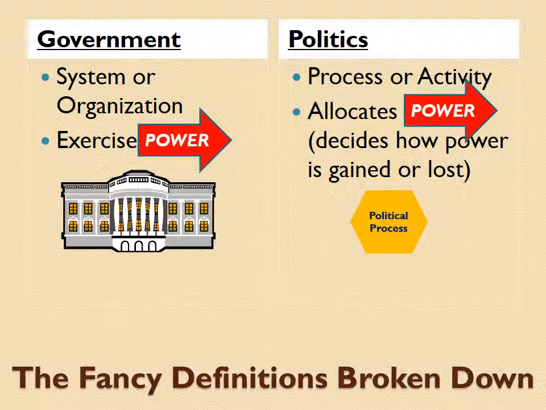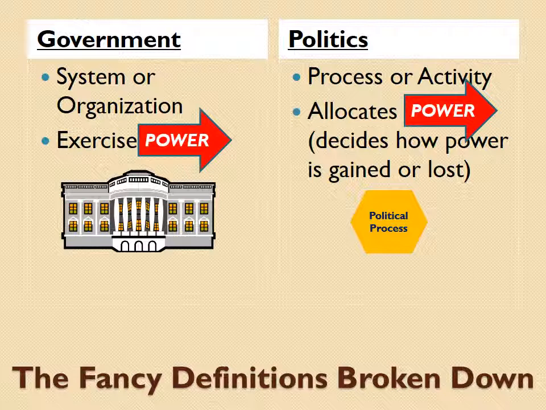Let's talk about this a little more. So, government is a system or organization for exercising the power which is given to it by the political process. Politics, on the other hand, is that process or activity which is going to allocate the power. It decides how power is gained or lost. And so, a legitimate government which is exercising the power wouldn't be able to operate without the political process to give them power in the first place. And so, without the political process, there is no government, or there's no system or organization.